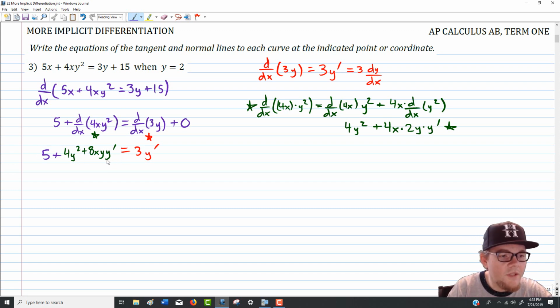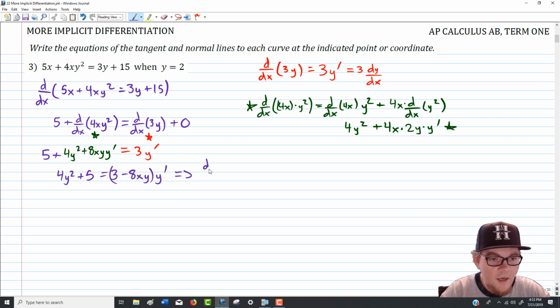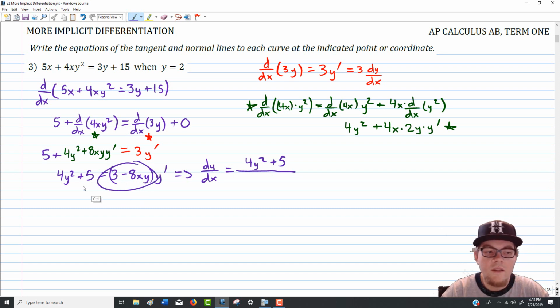So with those things both present, we can now get the y primes together and start to rewrite this. I'm going to keep the 4y squared plus 5 on the left. I'm going to subtract the 8xy y prime over to the right side. We'll get 3 minus 8xy, parentheses, y prime. So what I do is I move the term over with the y prime, the other term with the y prime over, and then I factor it out as a GCF all in one swoop just to make sure that it simplifies things. And the cool thing here is that we end up with dy/dx being equal to 4y squared plus 5, divided by, and again the divided by is because we want to get the y prime by itself, so we divide by 3 minus 8xy. And so there is our slope.